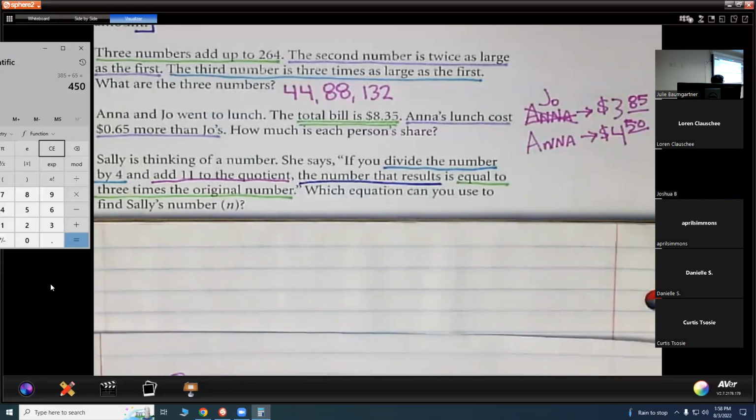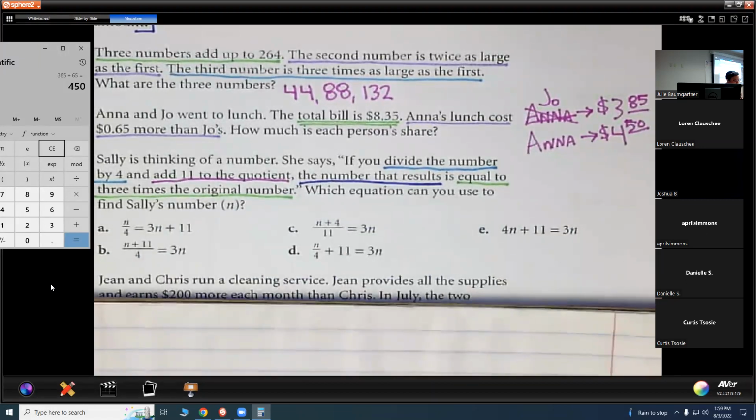But yeah, really, hopefully everyone's just feeling like you're able to pick out, okay, what is the unknown and then what's happening around it that I can use to make it into an equation that I can solve.